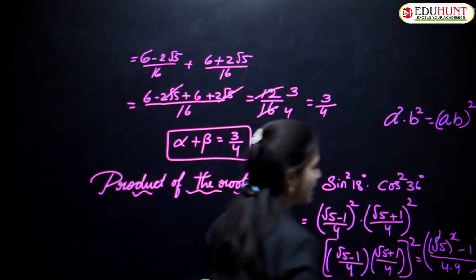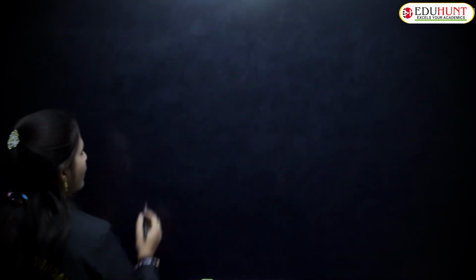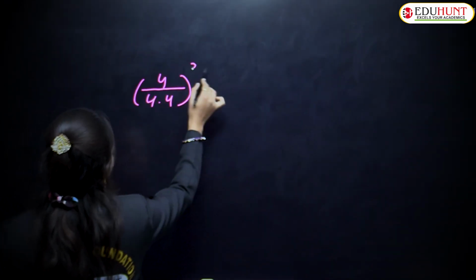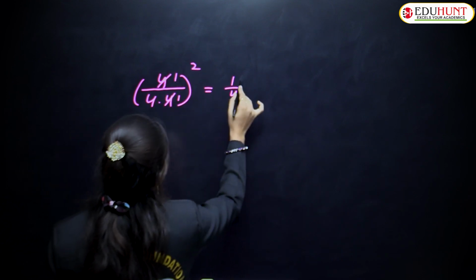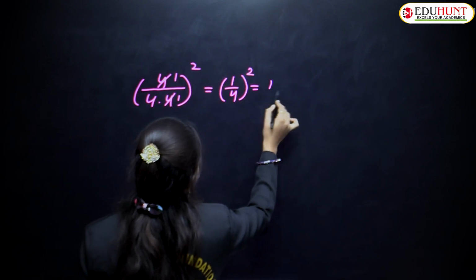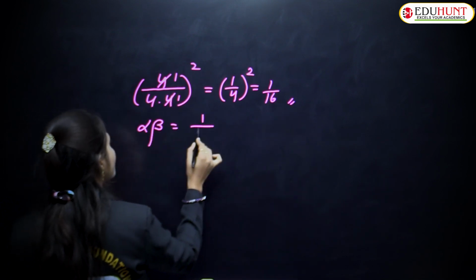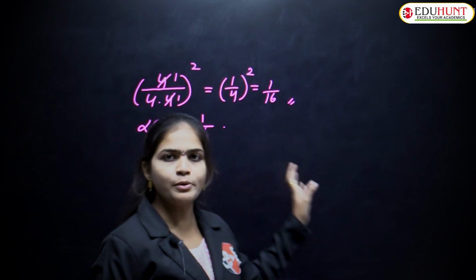So square and root get cancelled. Now here 5 minus 1. So 5 minus 1 is 4, by 4 into 4, whole square. So 4 and 4 get cancelled, and we get 1 by 4 whole square, which equals 1 by 16. So this is the value of the product of the roots, 1 by 16. So now we have the sum of the roots and the product of the roots.